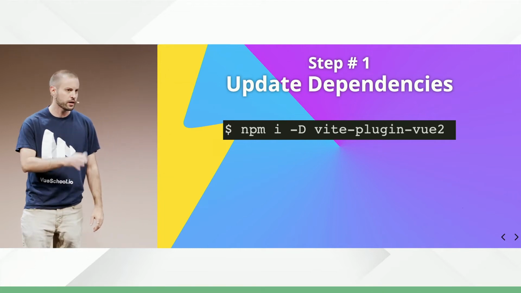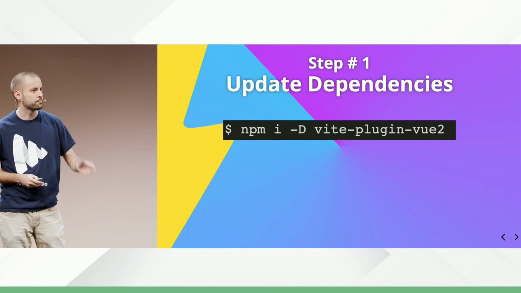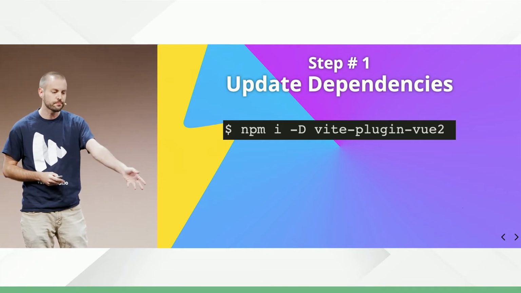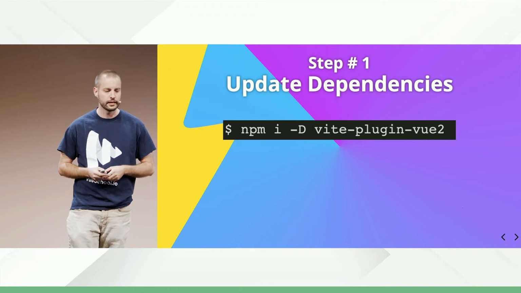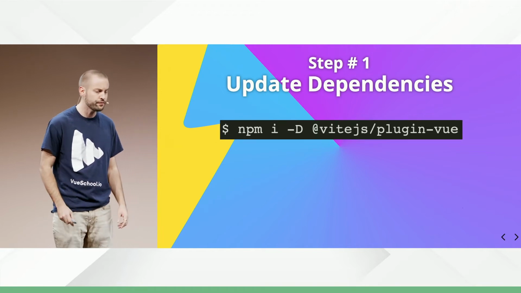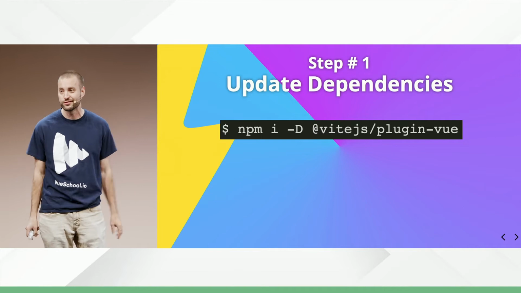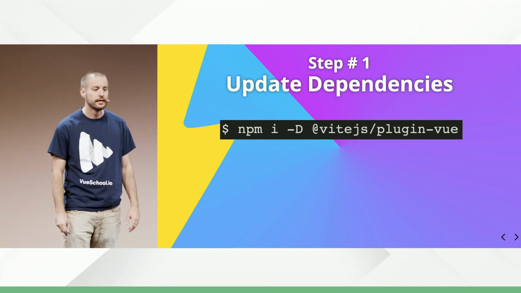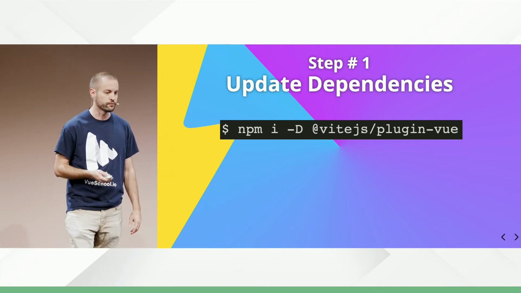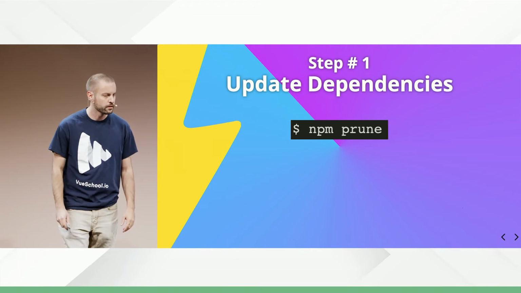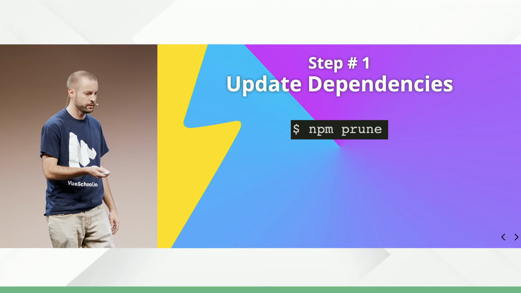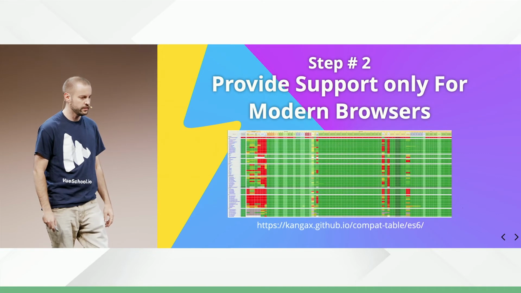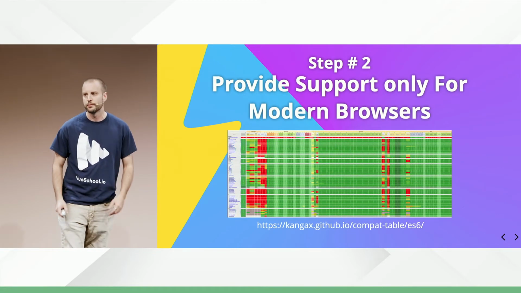Okay. Now, if you are coming from a Vue CLI project that is built on Vue 2, you're going to want this community-driven plugin here, Vite plugin Vue 2. If you have the luxury of starting with a Vue 3 project, you can install the official plugin for Vue. Okay, then I'm going to run npm prune because I have modified my package.json file manually. And yeah, so that brings us to step number 2.